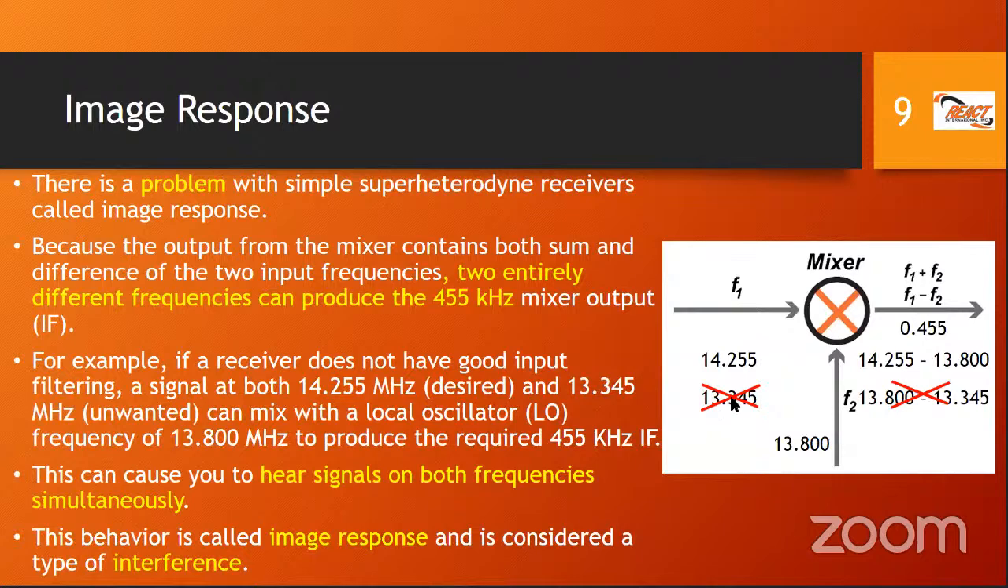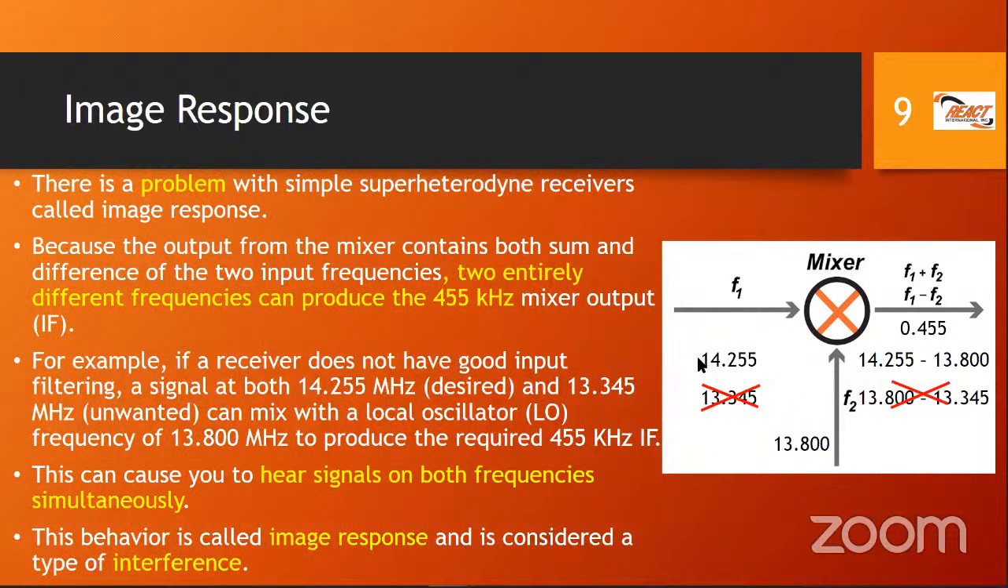But the unwanted frequency, 13.345, if we take 13.800, which is the local oscillator frequency, and we subtract 13.345, guess what we will end up with? Convince yourself, use a calculator. We will also end up with 455. So that is a problem for us. The unwanted frequency mixing and subtracting with the local oscillator will also give us 455.